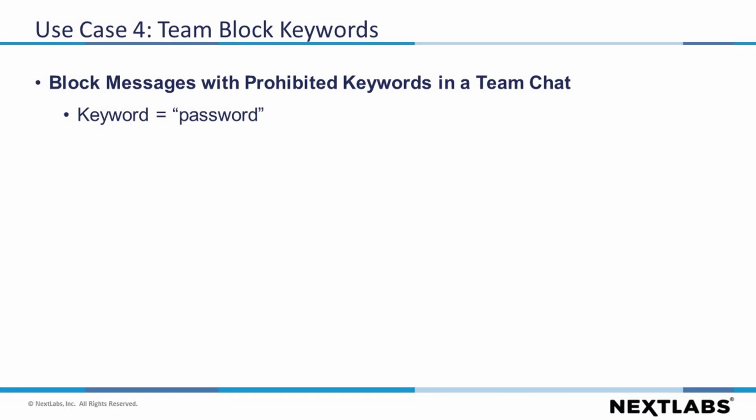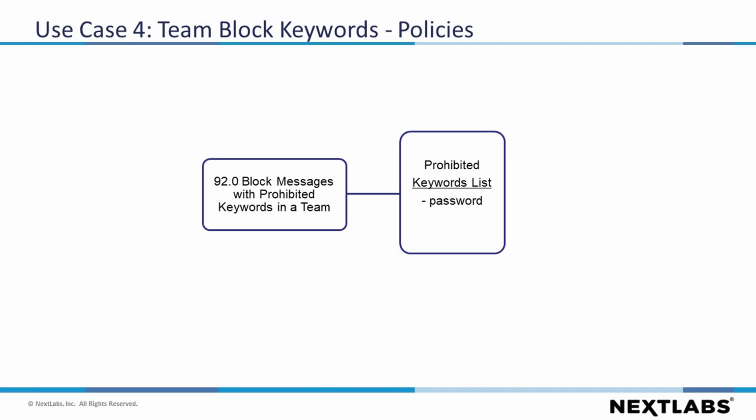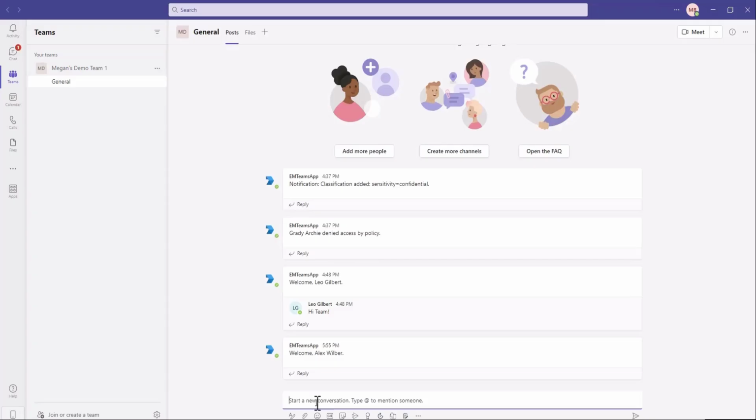In the final use case, we will demonstrate how prohibited words are blocked in a team chat. For this demonstration, the keyword is password. The policy for this use case will block messages with prohibited keywords from a prohibited keywords list. The keyword list includes the word password. Signed in as Megan Bowen, let's enter a message in the team chat with the word password.